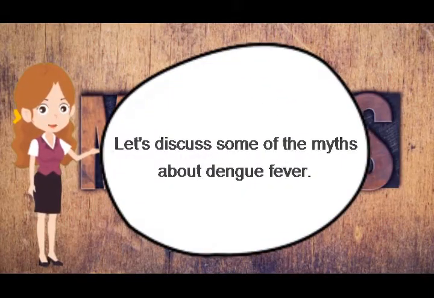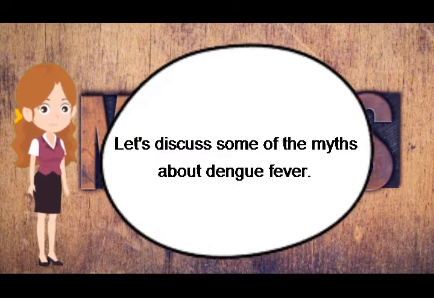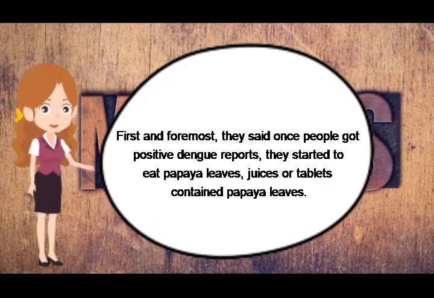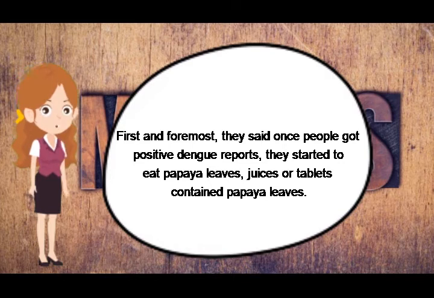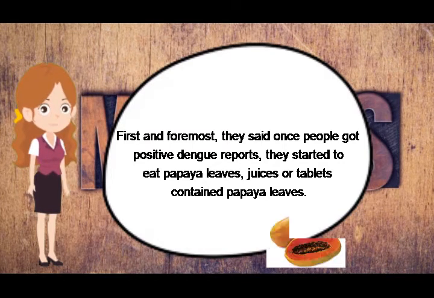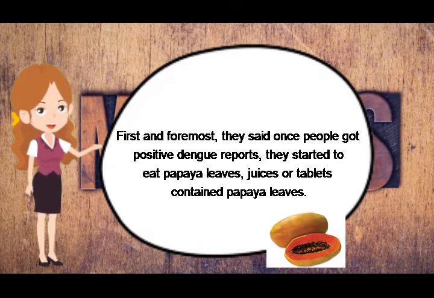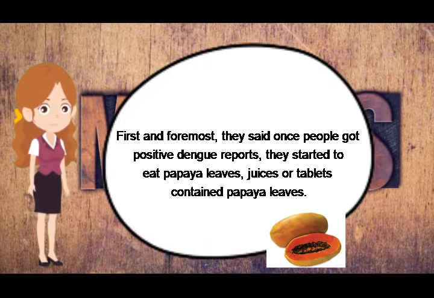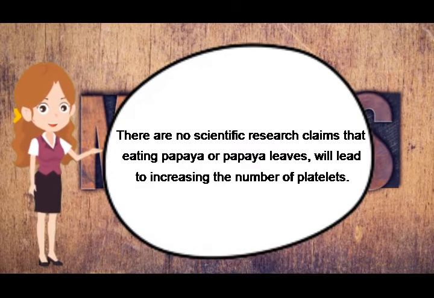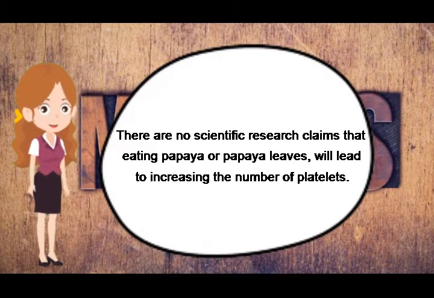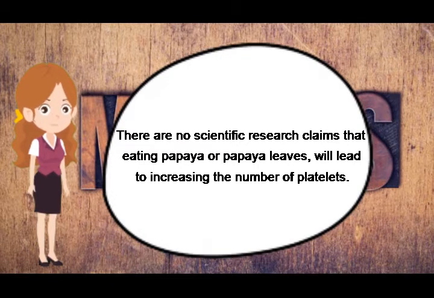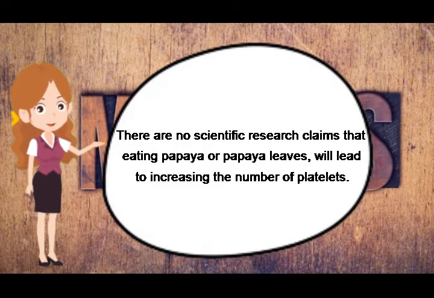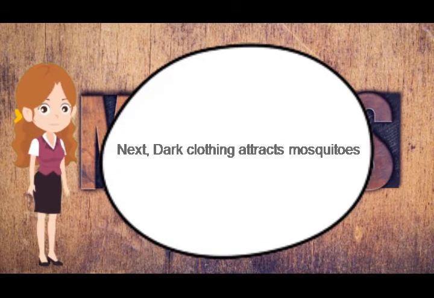Let's discuss some of the myths about dengue fever. First and foremost, they say once people got positive dengue reports, they started to eat papaya leaves, juices, or tablets containing papaya leaves. There are no scientific research claims that eating papaya or papaya leaves will lead to increasing the number of platelets. Next, dark clothing attracts mosquitoes.